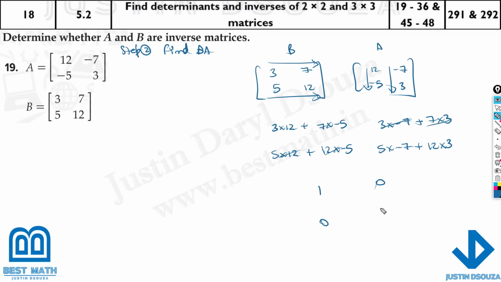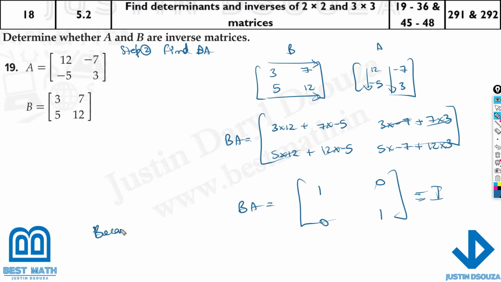And minus 35 plus 36 is 1. So again, we got I. This is I. So this was by multiplying B and A. So BA equals I.